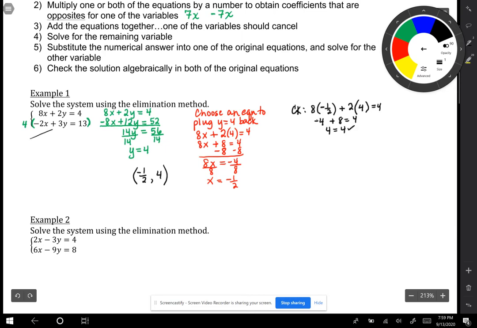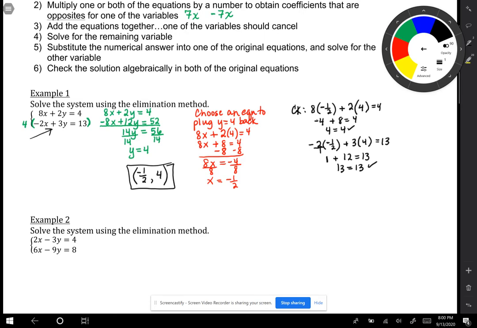Now let's check into this equation. So negative 2 times x is negative 1/2 plus 3 times 4 equals 13. Now, if it helps you, please put the 1 underneath. Just because I don't do it doesn't mean you shouldn't do it. So that's a positive 2 divided by 2, which is just 1. And don't force things to check if it doesn't check. If you did something wrong in math, you don't say it's checking when it's not checking. Both check. So this is your solution. Negative 1/2 comma 4. And that's the elimination method.